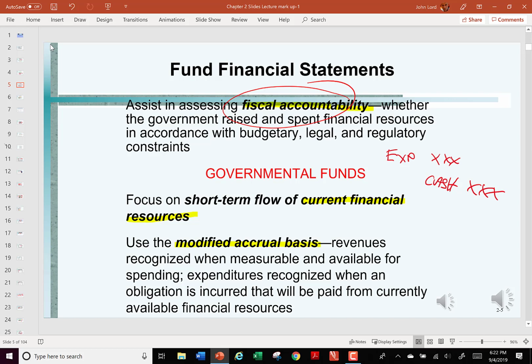Okay, don't debit equipment. That's the current financial resources measurement focus, modified accrual accounting, because we are taking long-term items like non-current assets, equipment, that sort of thing, and doing what? Treating it as an expenditure, right? We're not going to be reporting it on a balance sheet, etc.